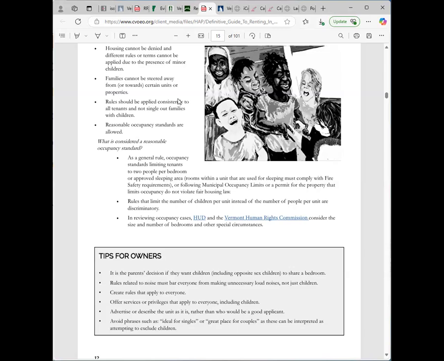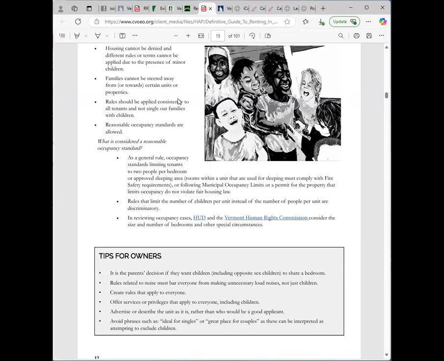2 people per bedroom. And so what we normally do is we do 2 people per bedroom and then plus 1. So if it's a 2-bedroom, we'll go up to 5. Or if it's a 1-bedroom, we'll go up to 3. But we also include every heartbeat. So we've got all adults, all children, and pets. So we do our calculations a little bit differently, but we do abide by this calculation for occupancy standards. This is interesting. Rules that limit the number of children per unit instead of number of people per unit are discriminatory. You got to make sure you're accounting for every person and not just number of children.